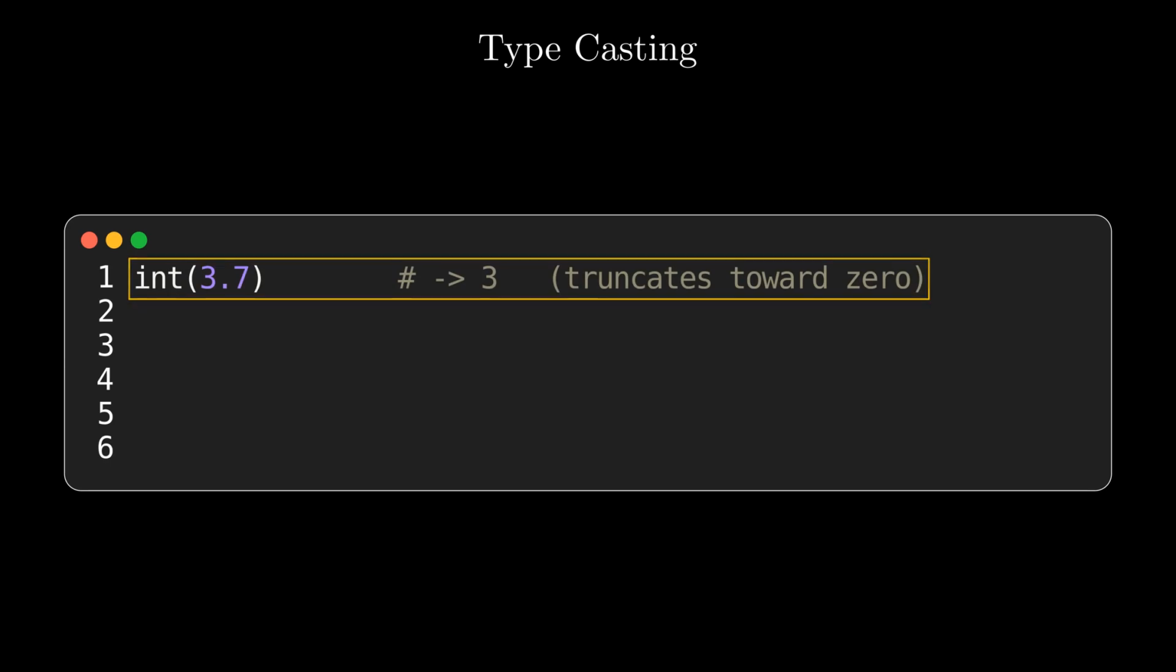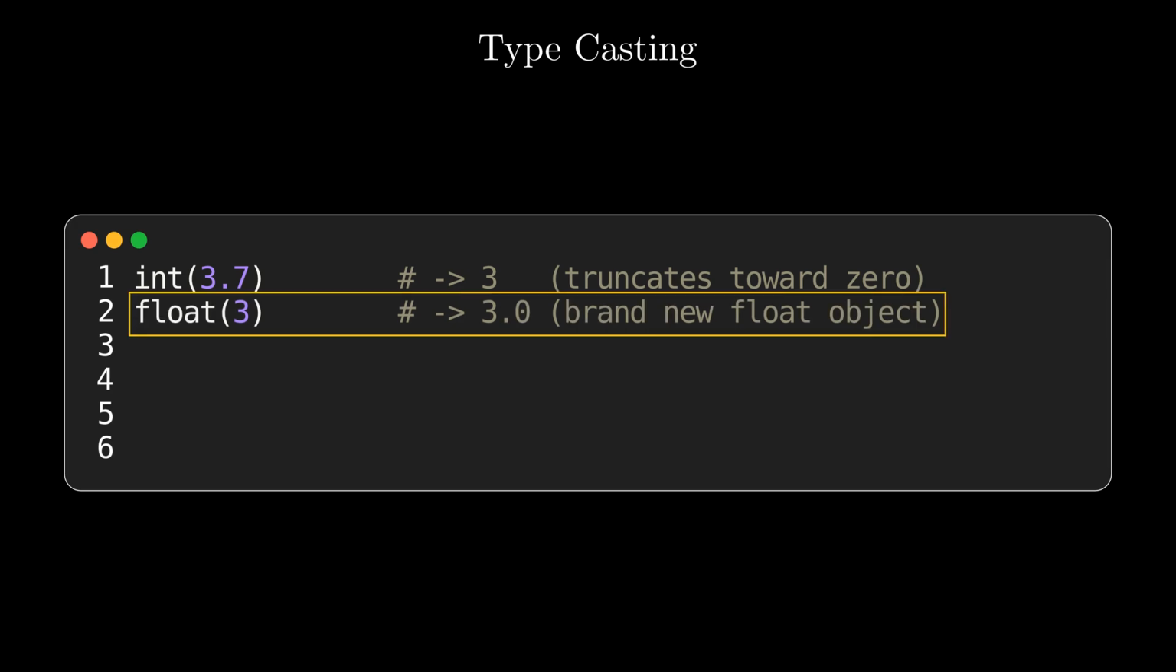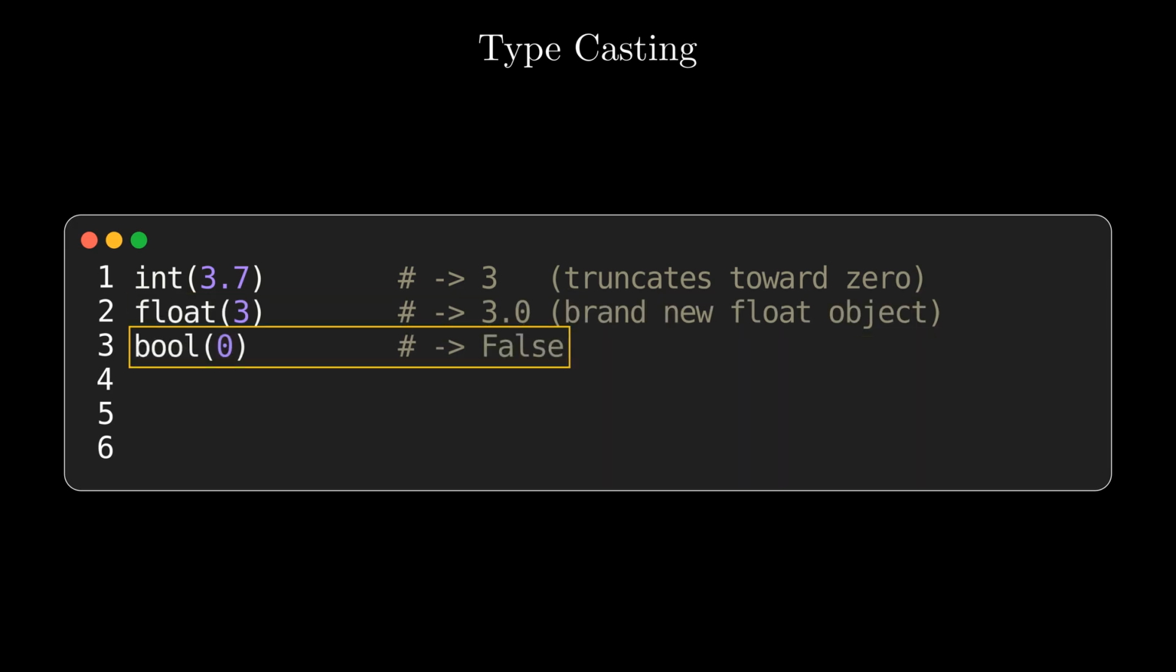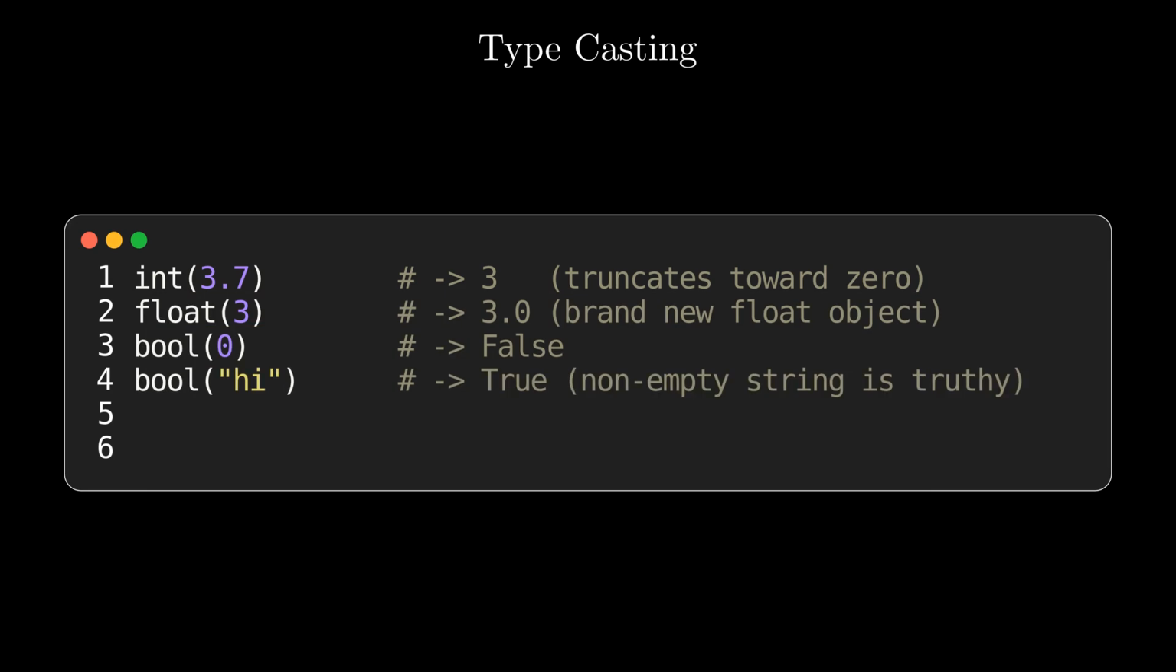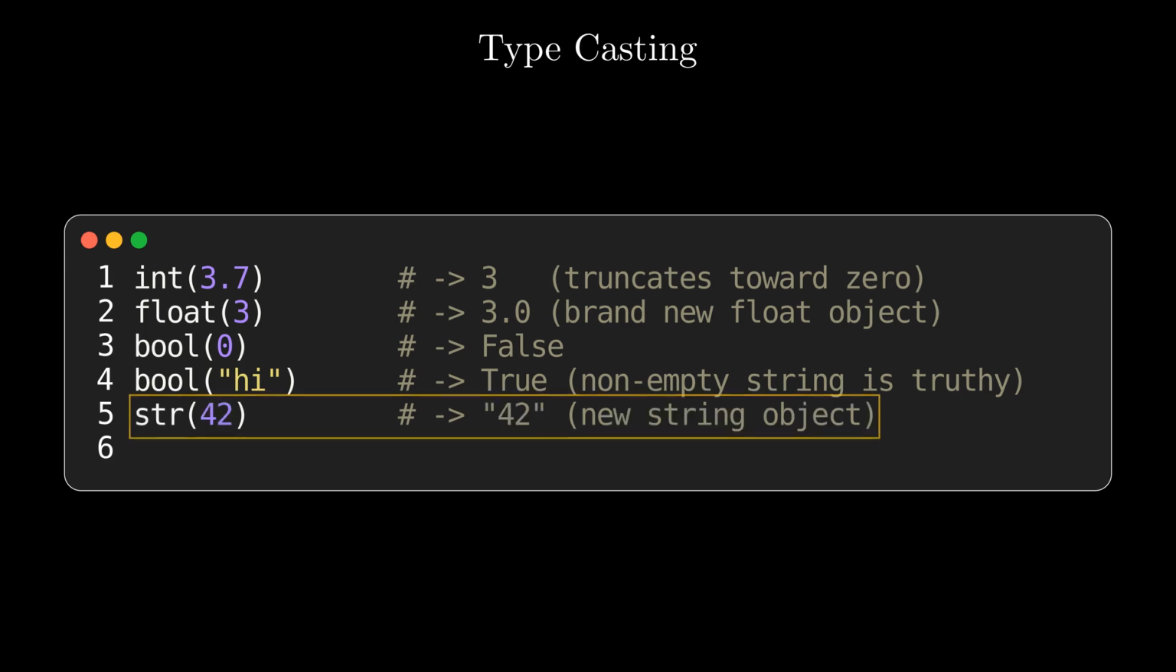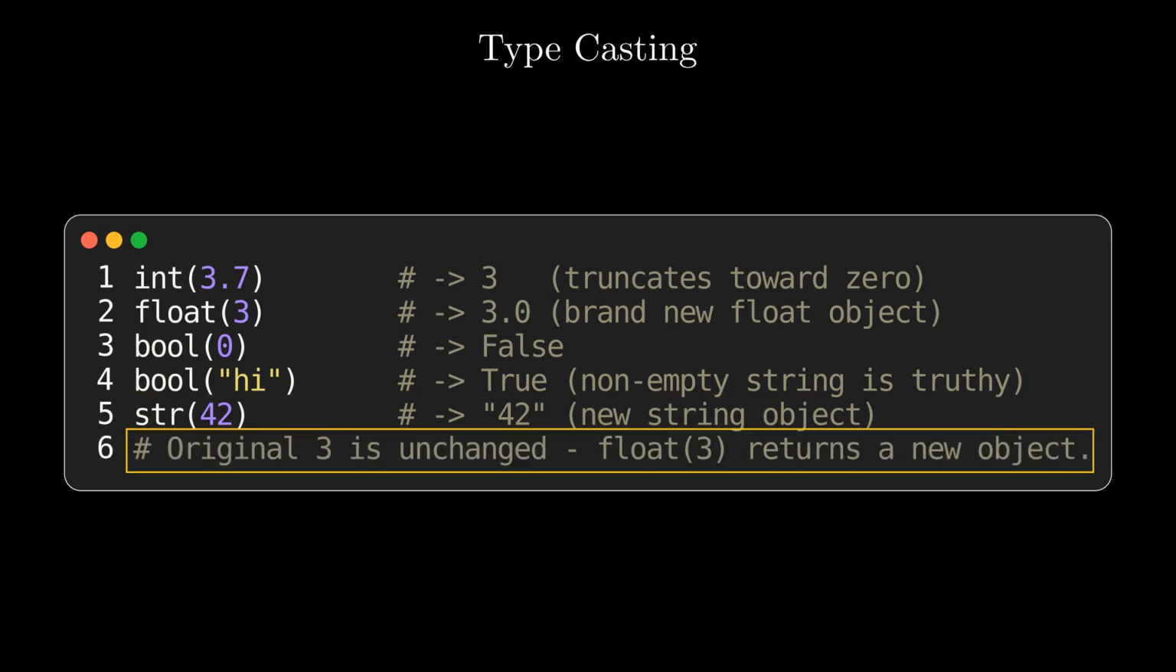Now the next question. Can we change a type? Yes, through typecasting. Casting means explicitly converting a value from one type to another using a function named after the target type. int() of something tries to make it an integer. float() of something makes it a float. bool() makes it a boolean. Here's the critical part. Casting does not mutate the original object. float(3) does not change 3 into 3.0. It creates a brand new object, 3.0, somewhere else in memory. The original 3 sits untouched.